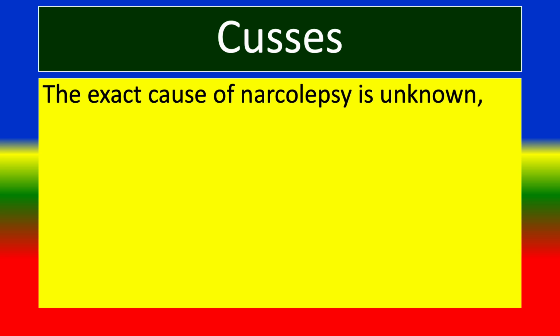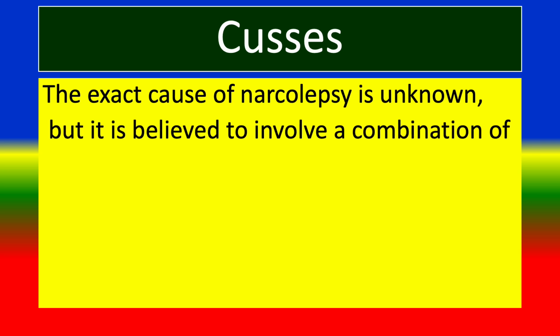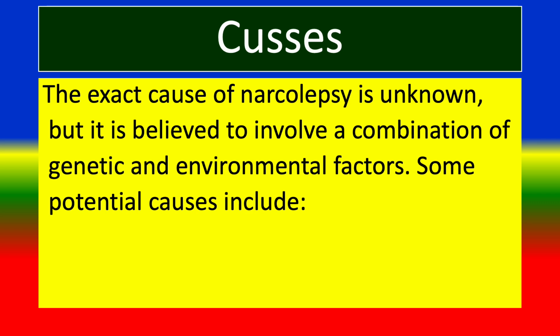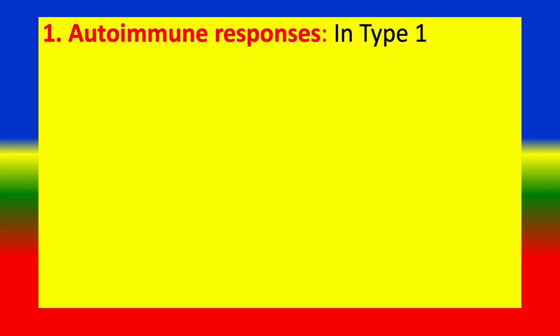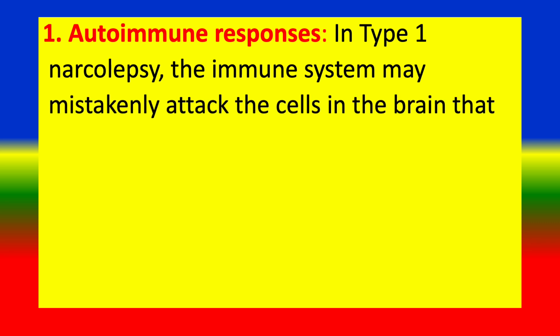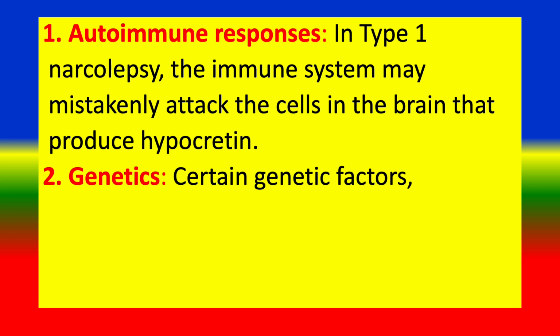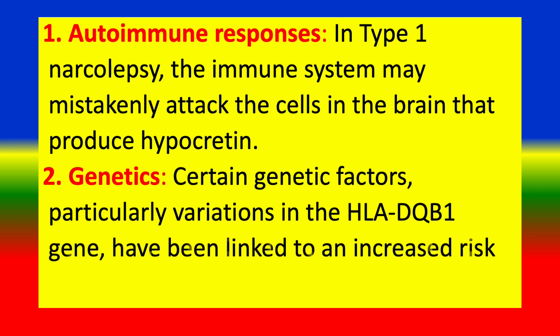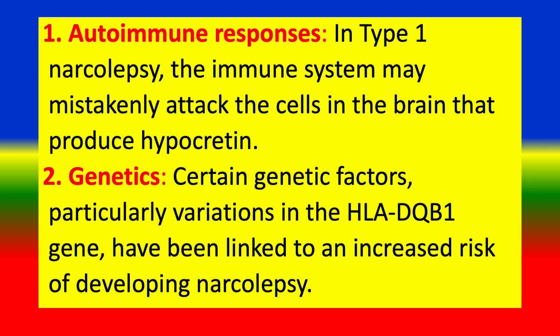Causes. The exact cause of narcolepsy is unknown, but it is believed to involve a combination of genetic and environmental factors. Some potential causes include: 1. Autoimmune response. In type 1 narcolepsy, the immune system may mistakenly attack the cells in the brain that produce hypocretin. 2. Genetics. Certain genetic factors, particularly variations in the HLA-DQB1 gene, have been linked to an increased risk of developing narcolepsy.